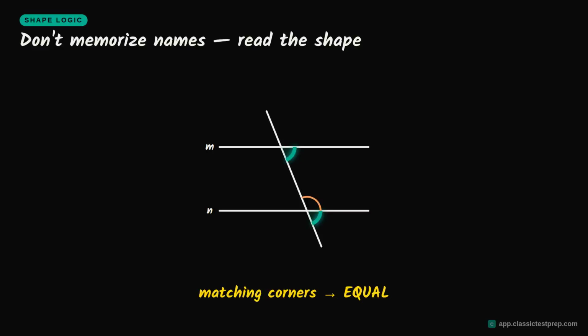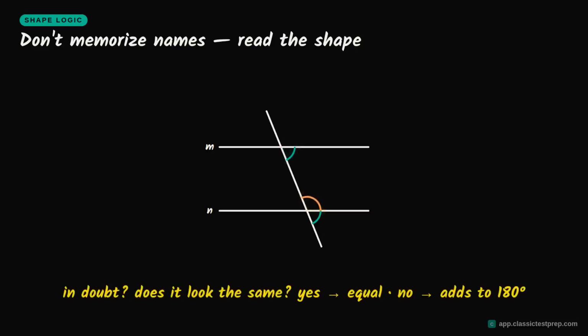When in doubt, ask a simple question. Does this angle look like the other angle or not? Because if they look like they are the same, they probably are. They're probably vertical angles equal to each other. And if they are not, then they must be supplementary and add up to 180 degrees. Those are the only options.